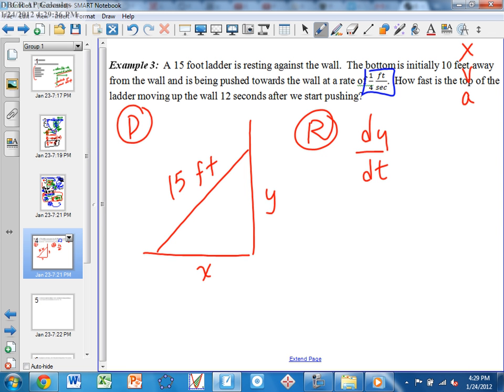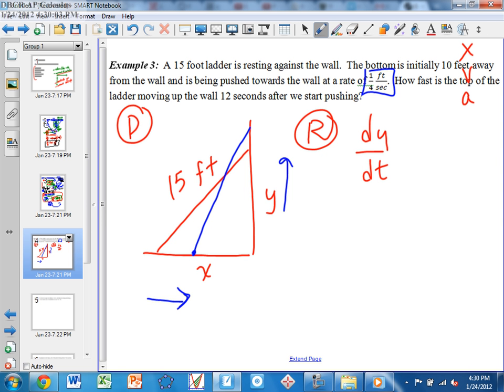So the bottom of this is being pushed toward the wall and the top of this is moving up. Imagine a ladder. I'm holding a ladder here, okay? If I start pushing the bottom in toward the wall, what happens to this? Does it slide up the wall? So this is moving up, whereas this is moving in toward the wall. If the ladder was here, it would look like this, right? If the ladder was even closer, it would go even higher up the wall.